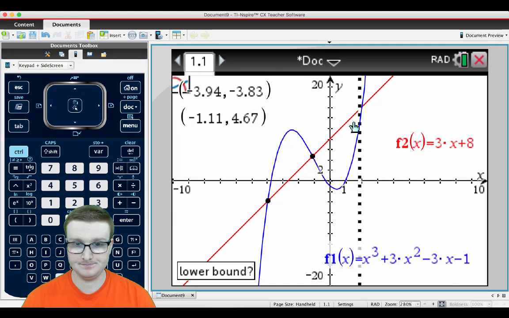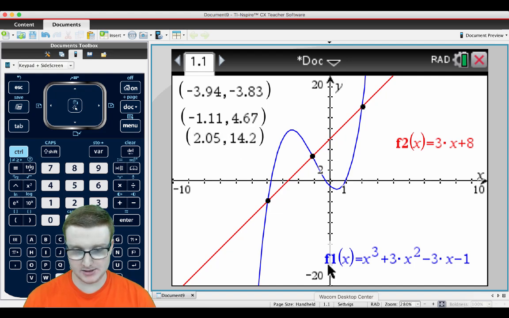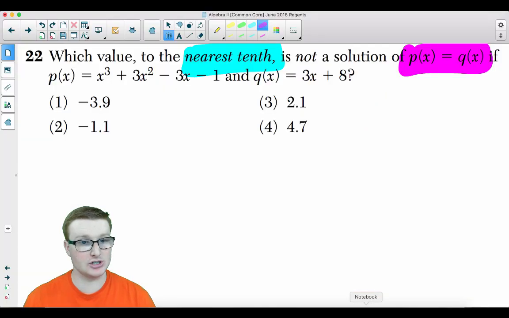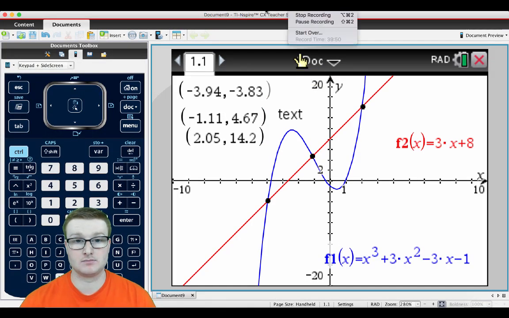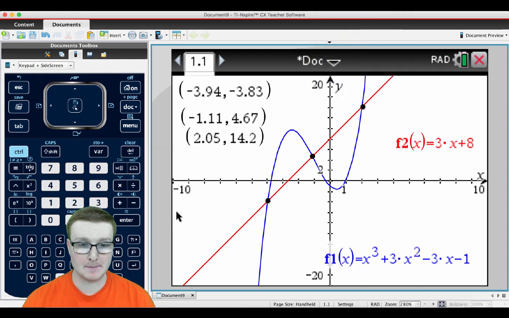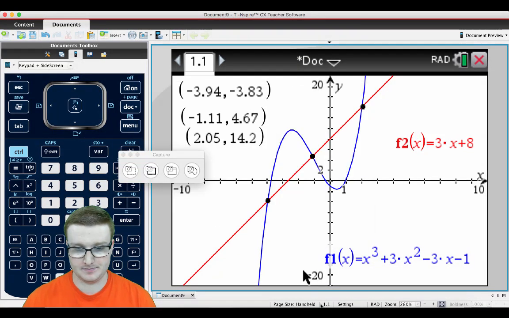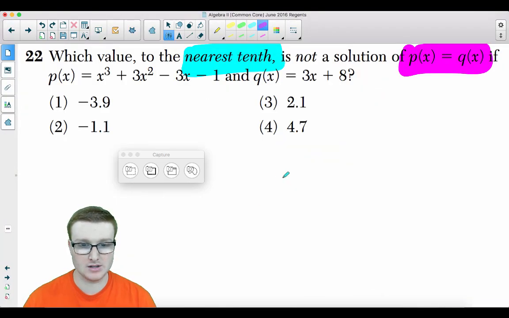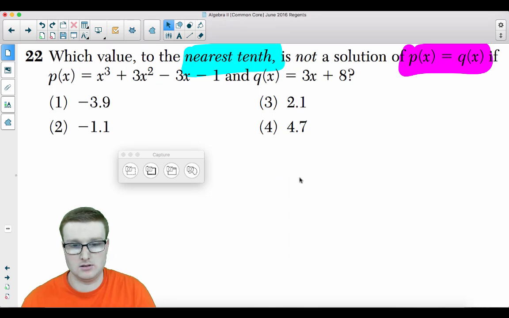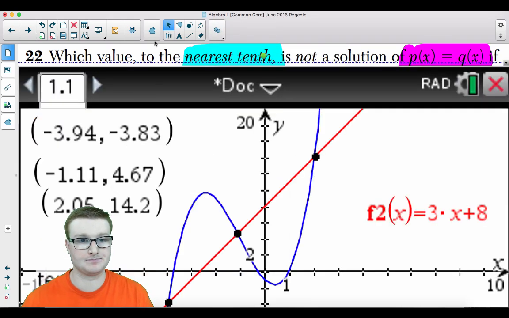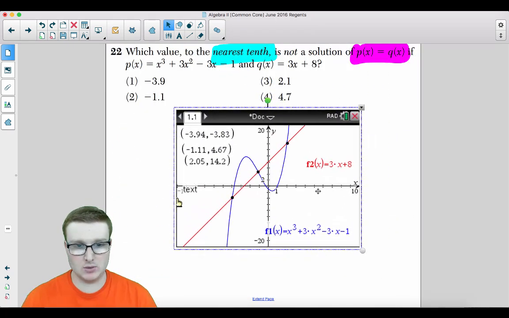Okay, people. Oh, no, that's good. Okay. Again, I'm going to take a picture. Oops. I'm going to take a picture of this. Picture. Okay. Here we go. Let's go ahead and analyze. So we have our intersection points.